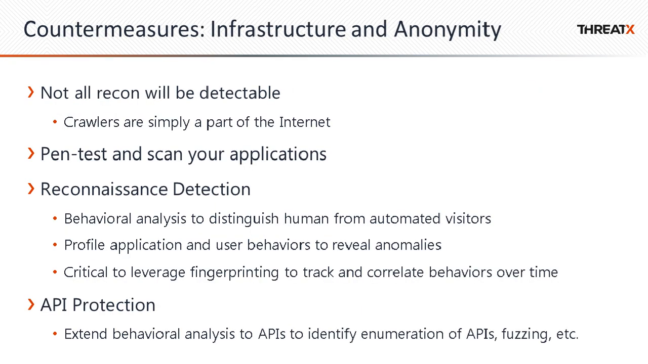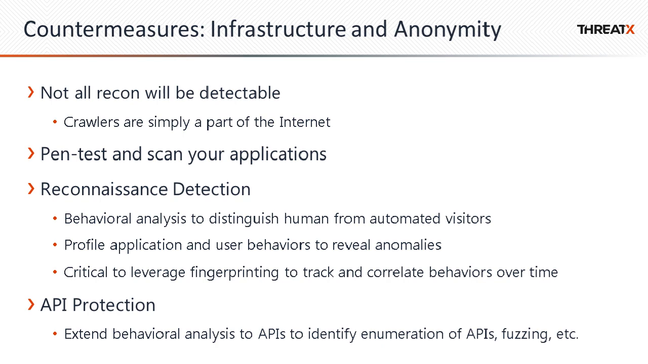And so some of the countermeasures for this type of thing is being able to find whether this is a good bot or a bad bot, right? So first of all, you have to understand not all reconnaissance is going to be detectable. Crawlers, they're just part of the internet. They've always been there, right? These robots are just scanning the applications. So what you can do is pen test and scan your applications to make sure that they're not really vulnerable. Maybe your robots file isn't exposing data, and just make sure you don't have admin links on your page available and things like that, first of all.